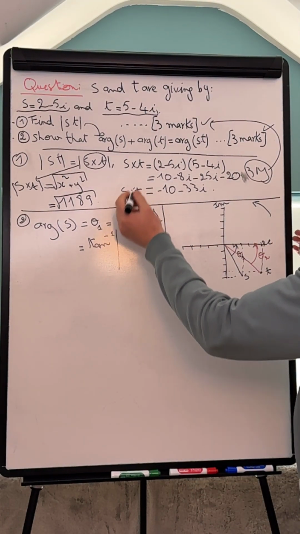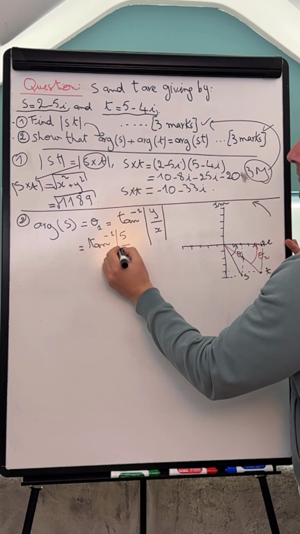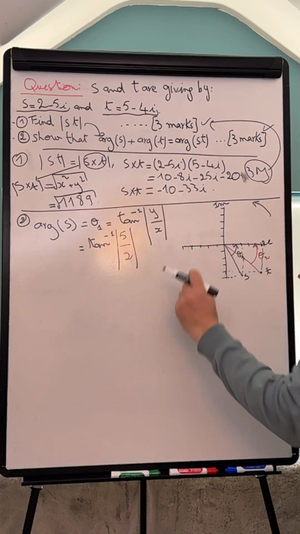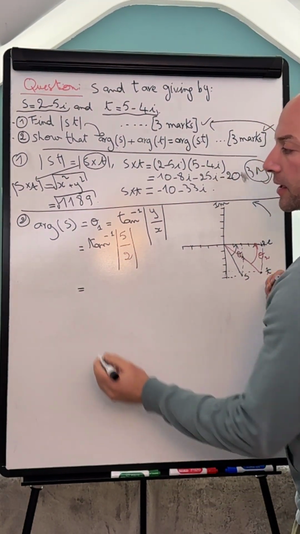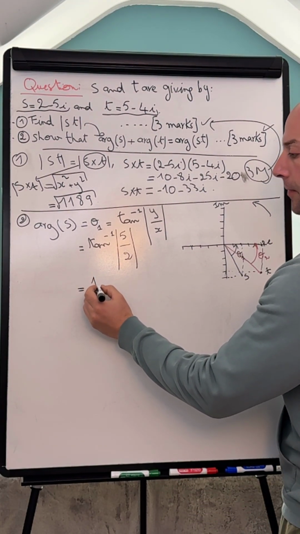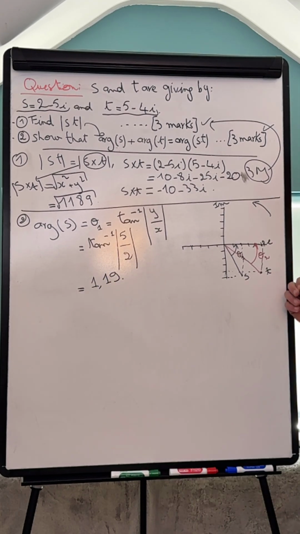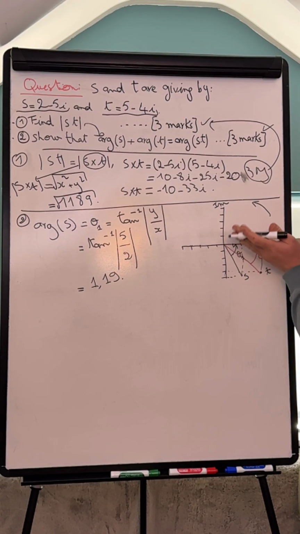Tan minus 1 of y, where y is 5 divided by 2. Why did I say 5, not minus 5? Because we've got the modulus, it has to be positive. If you go to your calculator and do it, you're going to find 1.19. But from 1.19 with your calculator, we have to put it up here.